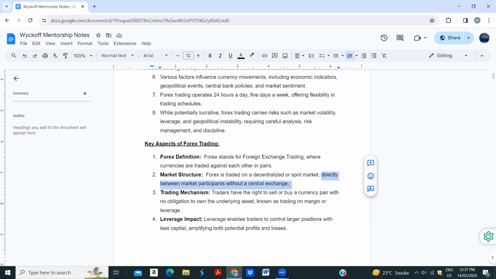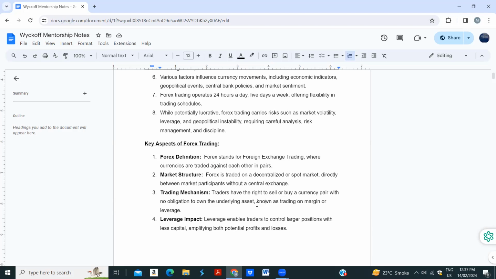I'm going to delve deeper into liquidity providers later on in this video, but for now you just have to understand the key terms of forex. The trading mechanism: traders have the right to sell or buy a currency pair with no obligation to own the underlying asset. This means that traders can only buy or sell a currency pair. There is no obligation upon the trader to actually own that underlying asset.